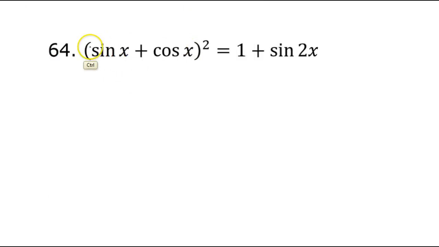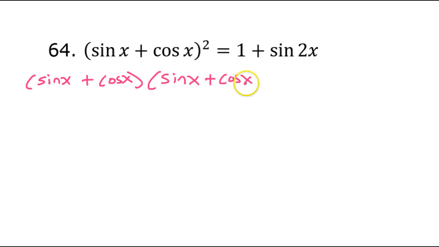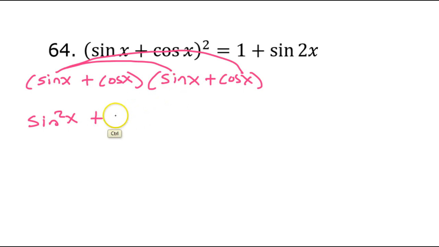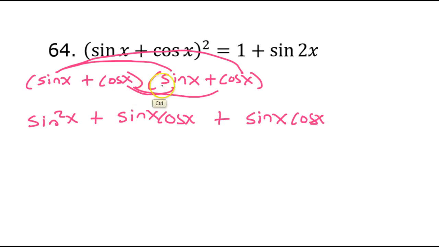I'm going to try working the left-hand side. If I want to square this binomial, I need to multiply it by itself. So this is going to be sine x plus cosine x times sine x plus cosine x. So we're going to have to double distribute this. If I distribute sine, that's going to make sine squared x plus sine x cosine x. And then if I distribute the cosine, that's going to make sine x cosine x plus cosine squared.